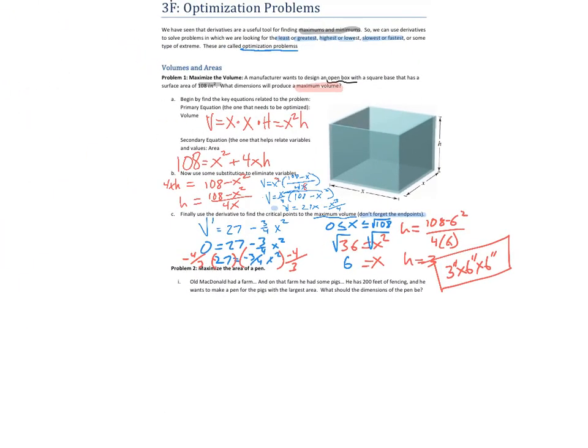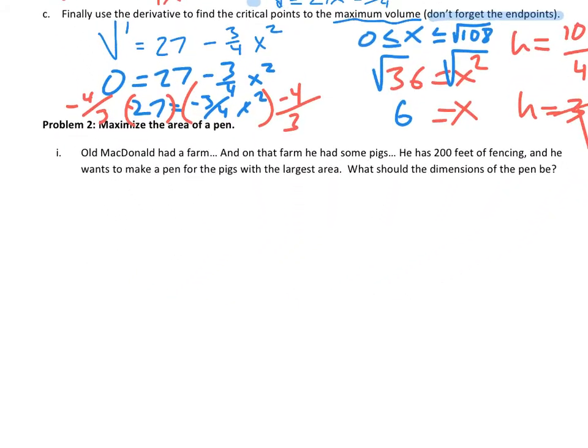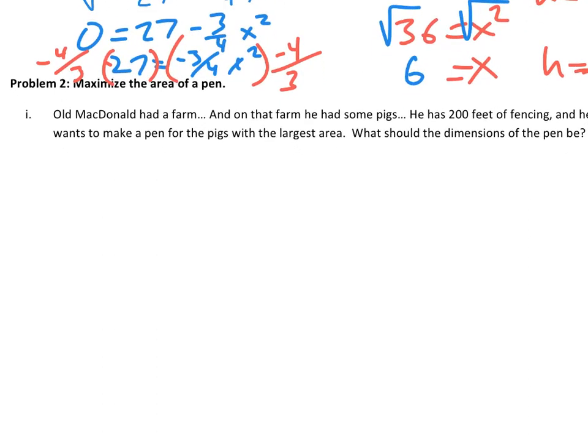So that will give us the maximum volume for that surface area. Okay. All right. Well, let's do a similar problem, but talking about area here.